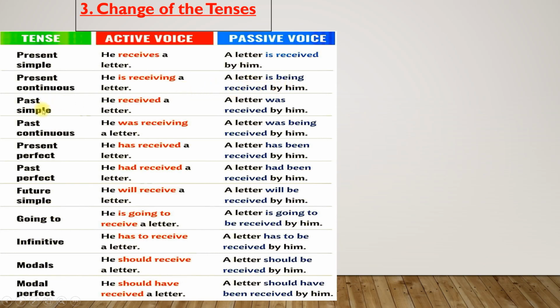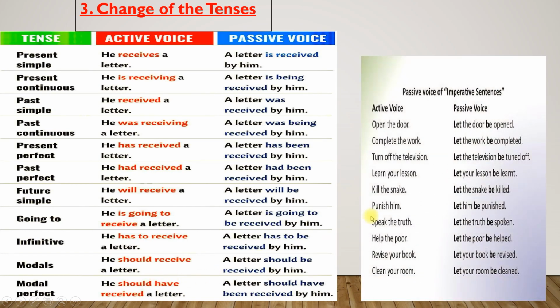And what is the past simple? He received a letter. Simple past, right? Verb second form. A letter was received by him. Past continuous. He was receiving. A letter was being received, right? Present perfect. He has received a letter. The letter has been received by him. So like that, we have to follow the table. Simply we have to convert from active voice to passive voice, my dear friends. Here models, right? He should receive a letter. A letter should be received by him.